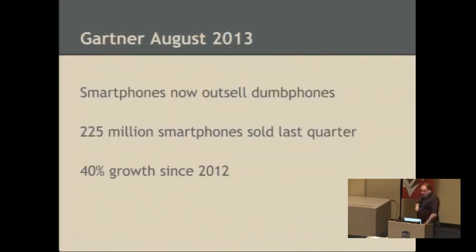Let's talk about smartphones for a moment. Smartphones now outsell dumb phones. So more of us around the world have iPhones and Androids than have the older non-internet browsable phones. In the last quarter, these numbers, by the way, are from Gartner from last month, 225 million smartphones were sold. That's 225 new smart devices attached to the internet. So for the next year, that'll be 1 billion devices. So there's 1 billion devices now on the internet. It's going to be 2 billion next year. And the growth is huge. 40% growth of smartphones since 2012.